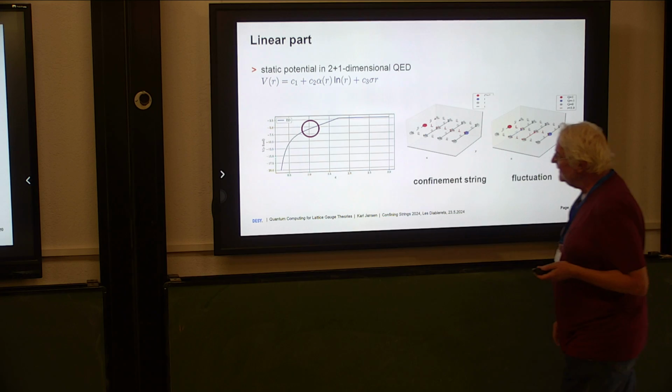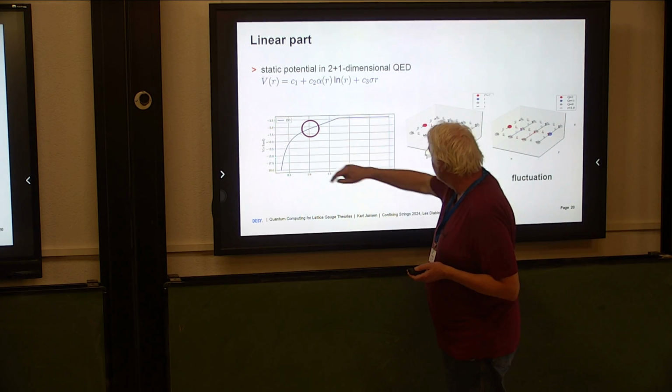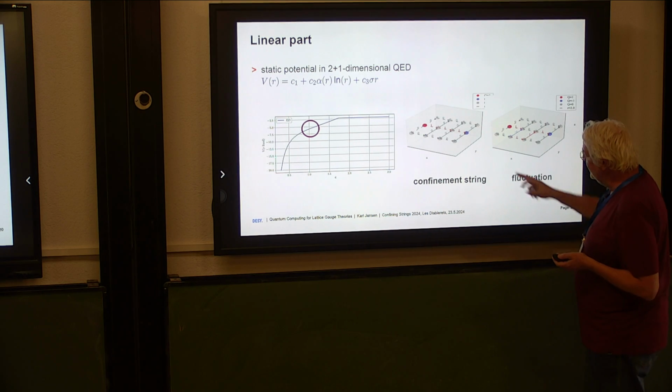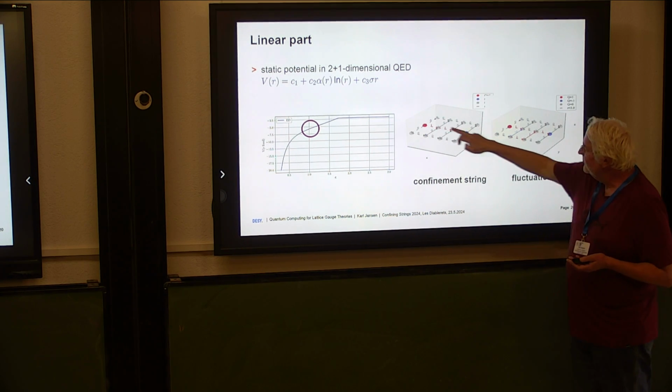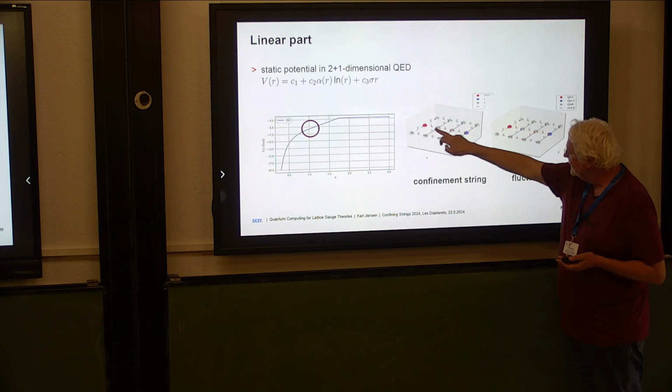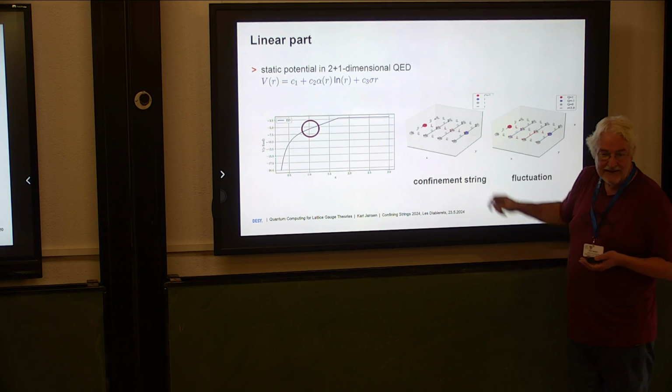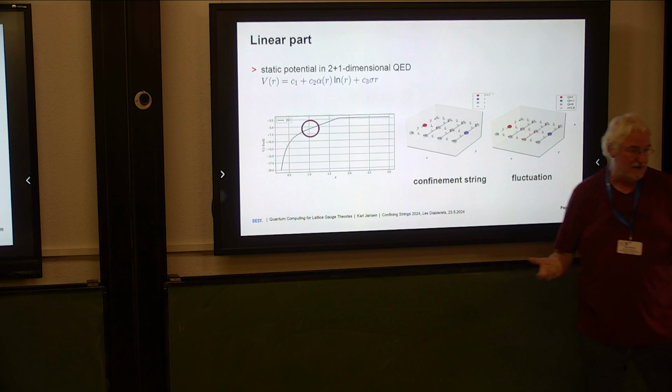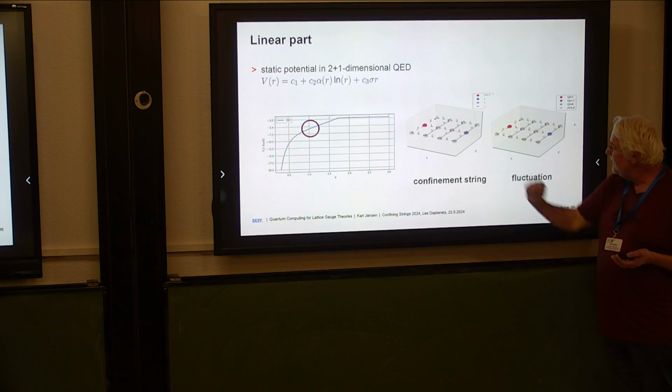If I go to the linear part, so I go to this value of G here, then I basically have a confinement string here. So there are the static charges, and here's the electric flux. And I can really see with this electric flux picture that this confinement string is building up.